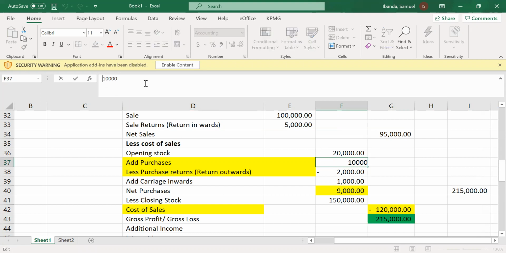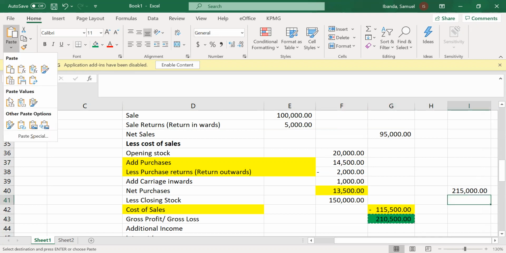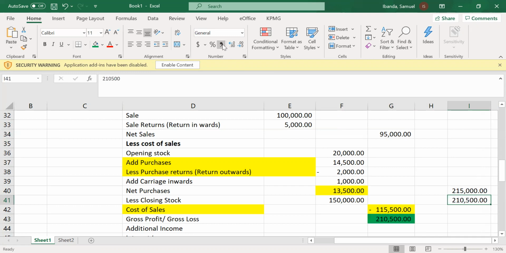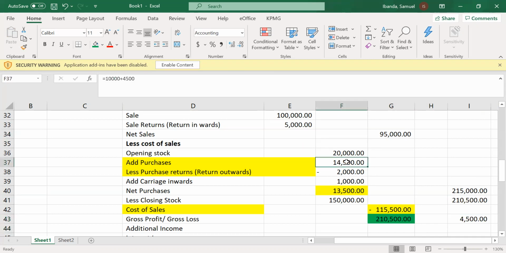So I'll come to the 10,000. Instead of 10,000, I'm going to add 4,500. This is the new profit that I'm going to get. My new profit is going to be how much? It's going to be 210,500. Let's get the difference between this and this. It's still 4,500. So you not recording purchase returns here, it will still affect your profits by the same margin.